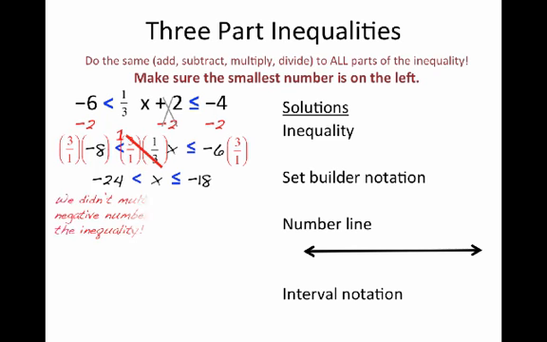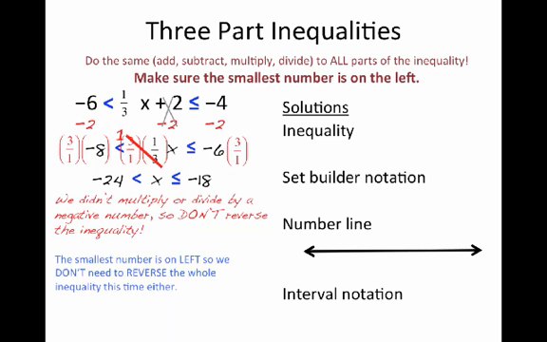This is in the correct sequence because my negative 24 is on the left. The bigger number, the negative 18, is on the right. We multiplied or divided by a positive number, so we didn't reverse the inequality. And we've got the smallest number on the left, so our inequality is already in the correct form. I write it as negative 24 is less than x, is less than or equal to 18. You can put that in set builder notation, and because the smaller number is on the left, we can go straight to the number line.